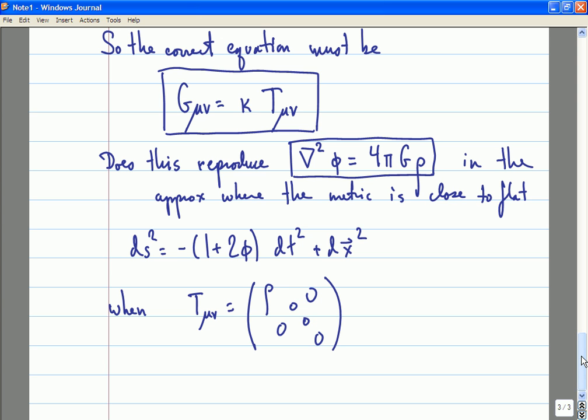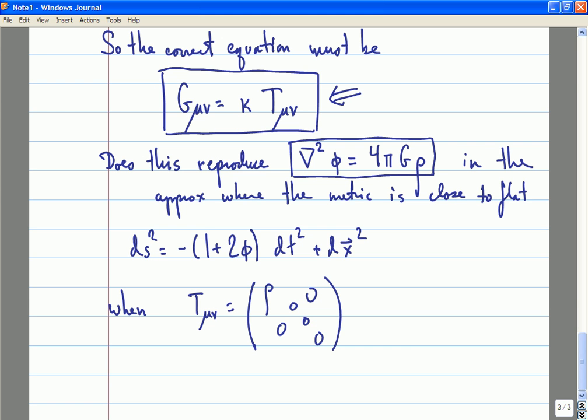So our strategy now is going to be to write out Einstein's equation, and we're going to work in the approximation where the metric is very close to flat. We're going to expand in powers of phi, and on the left-hand side of Einstein's equation, we're going to keep the term of order phi and hope that it's the Laplacian of phi, and then work to 0th order in phi on the right-hand side and hope that it's proportional to rho. So let's see how that works.